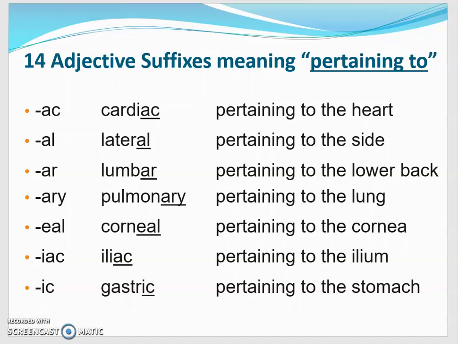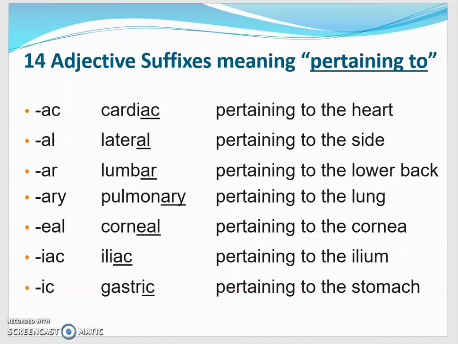So once again, ac, it means pertaining to. If we attach it to cardio, we get cardiac, which means pertaining to the heart. Al, if we attach to latero, which means the side, it gives us the word lateral, meaning pertaining to the side. R is kind of the pirate suffix, if you will. R, we attach it to lumbo, we have pertaining to the lower back. Ari, when attached to pulmono, means pertaining to the lung.